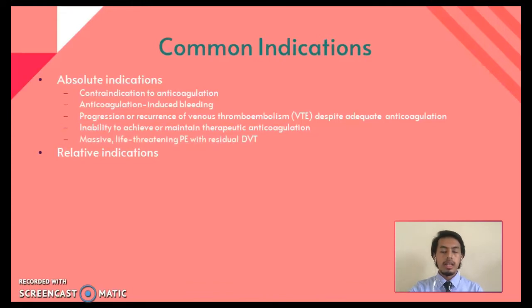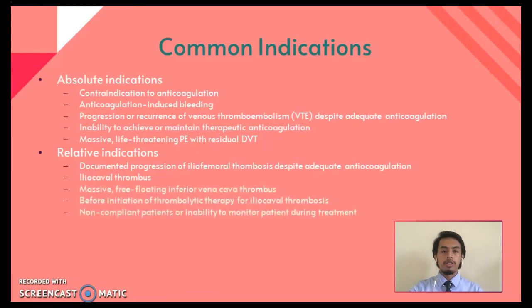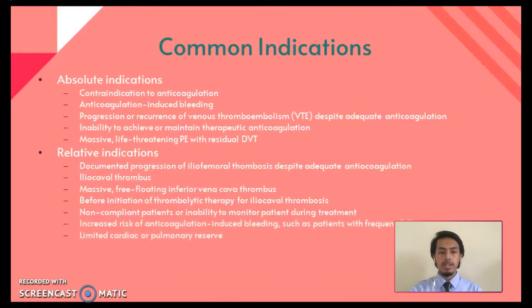So next, the relative indications include documented progression of iliofemoral thrombosis despite adequate anticoagulation, iliocaval thrombus, massive free-floating inferior vena cava thrombus before initiation of thrombolytic therapy for iliocaval thrombosis, non-compliant patients or inability to monitor the patient during the treatment, increased risk of anticoagulation-induced bleeding, such as patients with frequent falls, and also limited cardiac or pulmonary reserve.